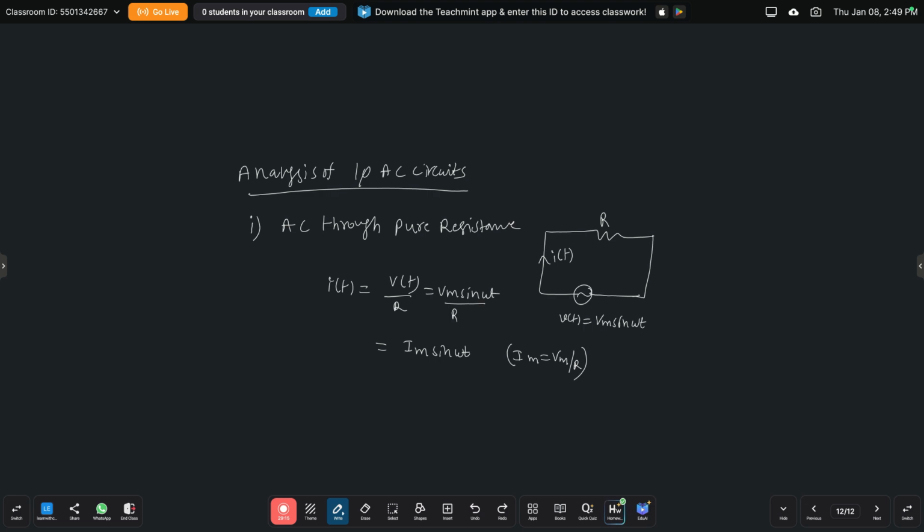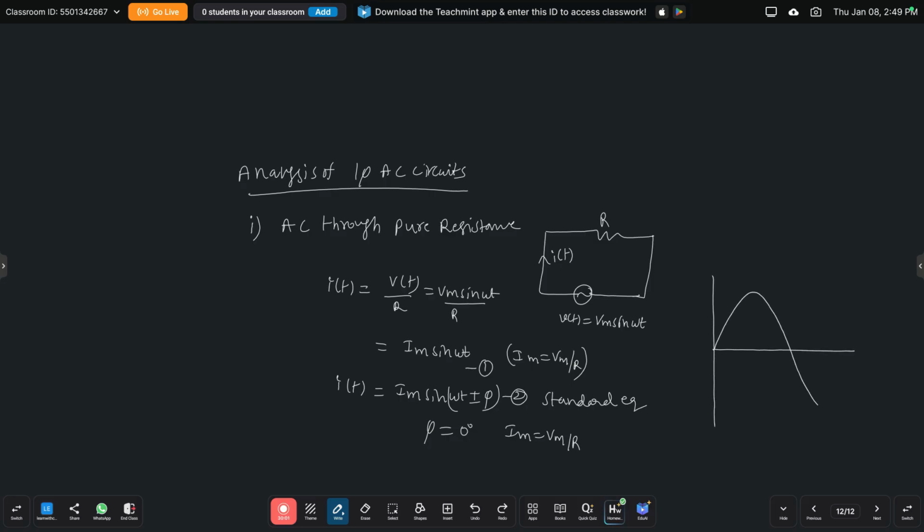Now compare this equation with the standard equation Im sin omega t plus or minus phi, right. Let us take this as equation 1 and equation 2. Now this is a standard equation. Now if you compare 1 and 2, phi is equal to 0 degrees here. Then what is the maximum value of the current? The maximum value of the current is Vm by R, right. Now phi equal to 0 represents that the voltage and current are in phase.